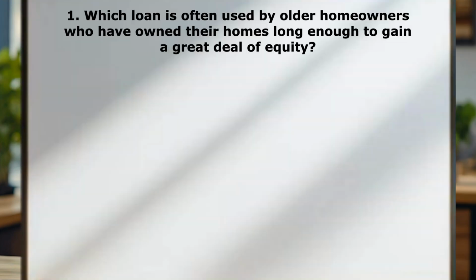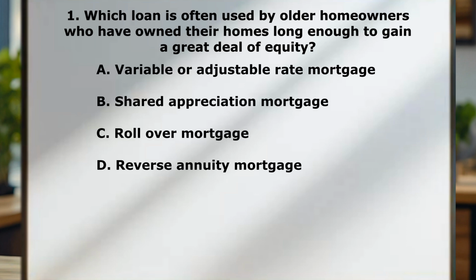Question number 1. Which loan is often used by older homeowners who have owned their homes long enough to gain a great deal of equity? A. Variable or adjustable rate mortgage. B. Shared appreciation mortgage. C. Rollover mortgage. D. Reverse annuity mortgage. The correct answer here is going to be D.